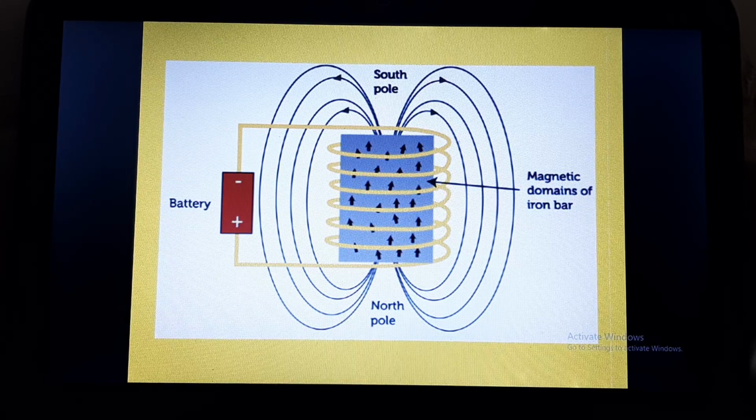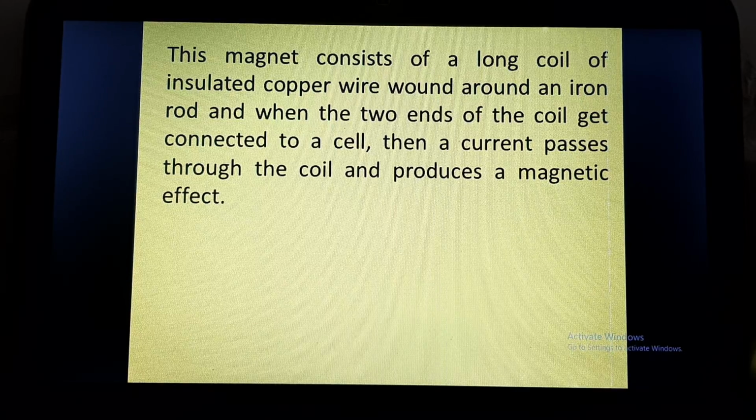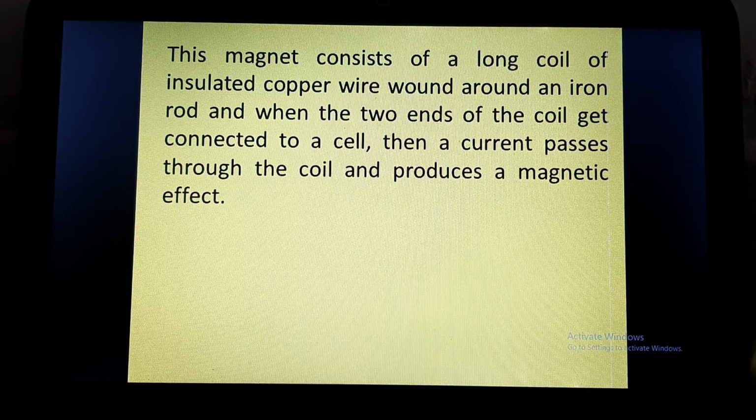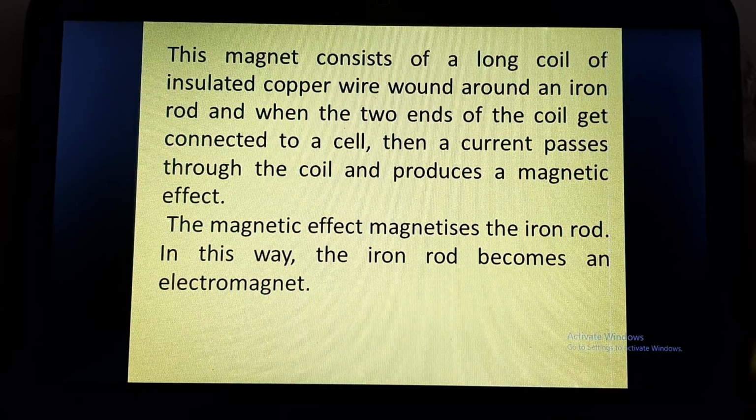So what is the thing in an electromagnet? As long as the current passes, it behaves as a magnet, and when the switch is off, that means current is no more passing, it will not behave as a magnet. This magnet consists of a long coil of insulated copper wire around an iron rod. When it is connected to a cell and current passes through, it will produce a magnetic effect, and the magnetic effect magnetizes the iron rod. This way the iron rod becomes an electromagnet.